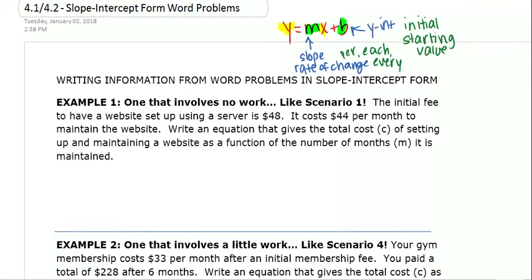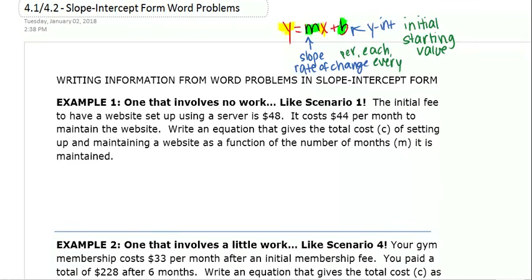So for each of the word problems, you need to identify what information you're given, and if you're not given something, you need to figure out how you're going to find it. Now example 1 involves no work. It's the easiest type of question because everything is given to you.